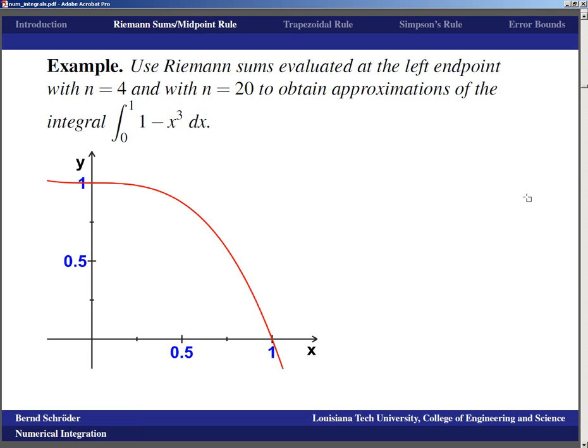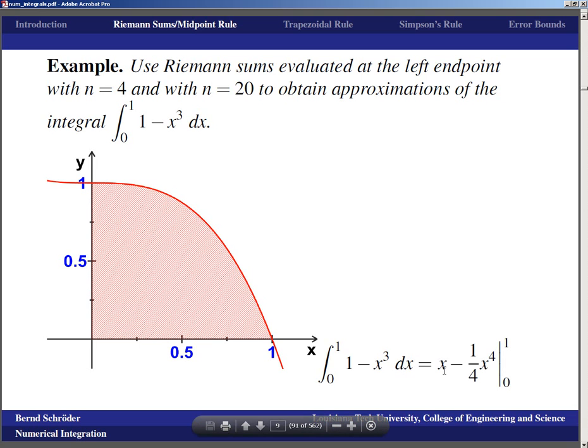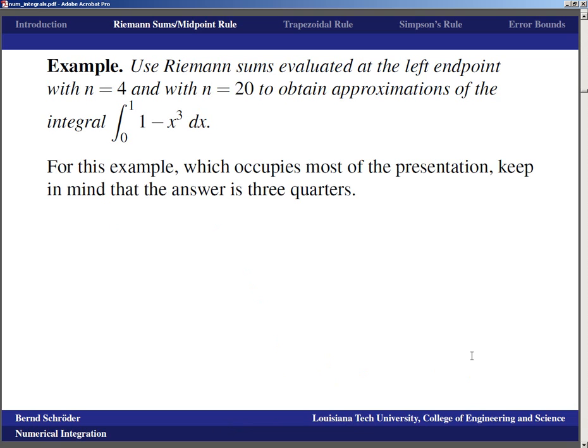Okay, so what is this here? This is what the function looks like, and this is the area we're interested in, which means that the area is the integral from 0 to 1 of 1 minus x cubed dx, which is, of course, x minus a quarter x to the 4th from 0 to 1, and that's 1 minus 1/4 minus 0, so that's 3/4. And so for this example, which occupies really most of the presentation because the derivations are rather lengthy, keep in mind that the answer is 3/4.